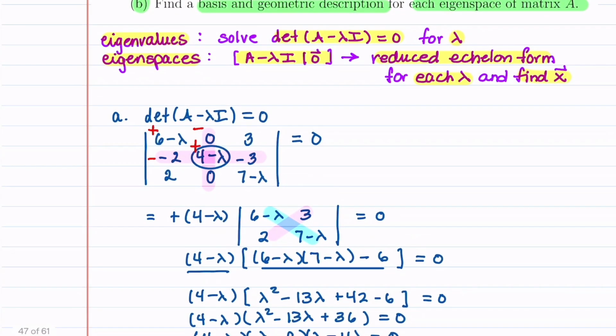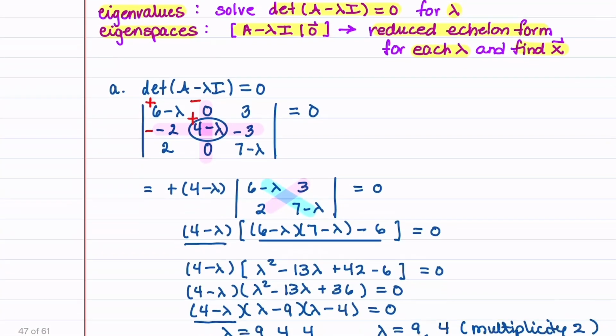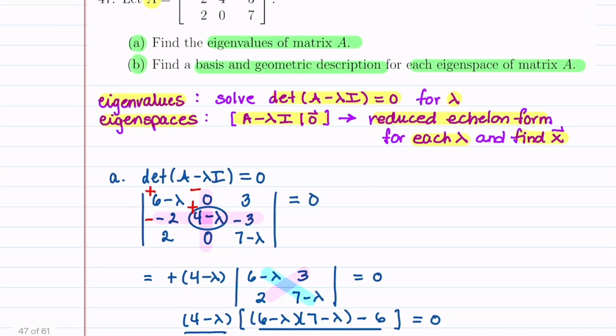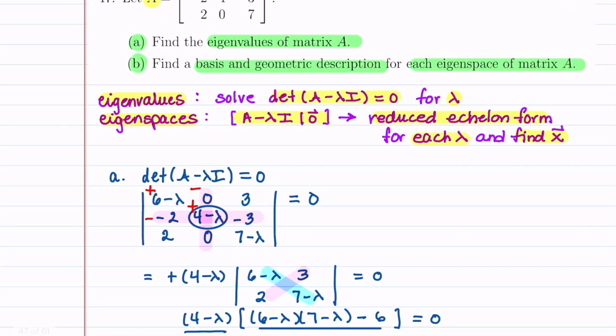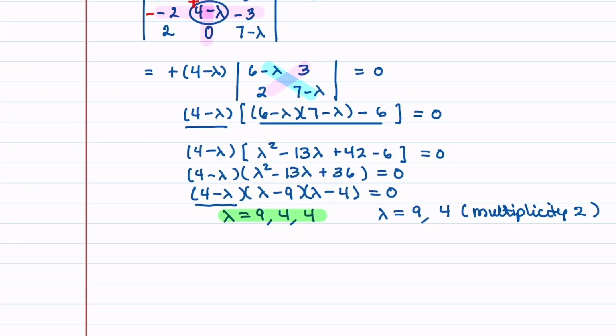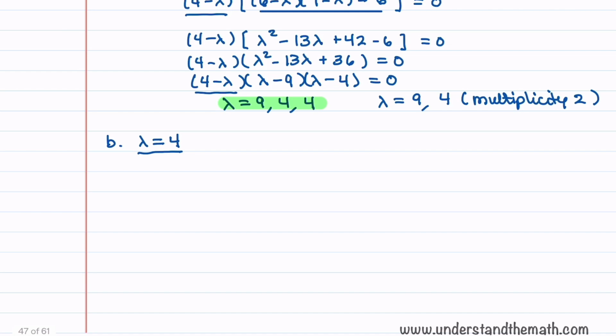Okay, so let's go back up. We found the eigenvalues of matrix A. So let's go ahead and highlight these. We have 9, 4, and 4. Now what we have to do is find a basis and geometric description for each eigenspace of matrix A. I'm going to start by finding the basis associated with our eigenvalue lambda is equal to 4. So what we're going to do is take A minus lambda I, augment it with 0, and put it all the way down to reduced echelon form.